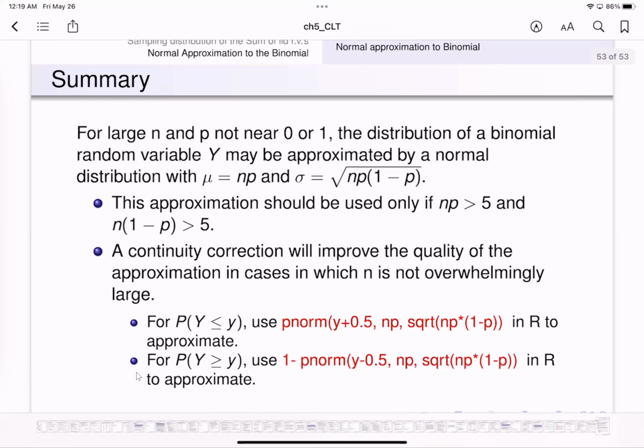This correction is to use, if we have a less than or equal to for the binomial random variable, an extra 0.5 added onto y when we compute using the normal distribution. On the other hand, when we need to compute the probability of greater than or equal to a little y, then we would use y minus 0.5 to account for the little part that's being missed. So that's the continuity correction. This normal approximation to the binomial is just an application of the central limit theorem. So that's the end of this lesson.